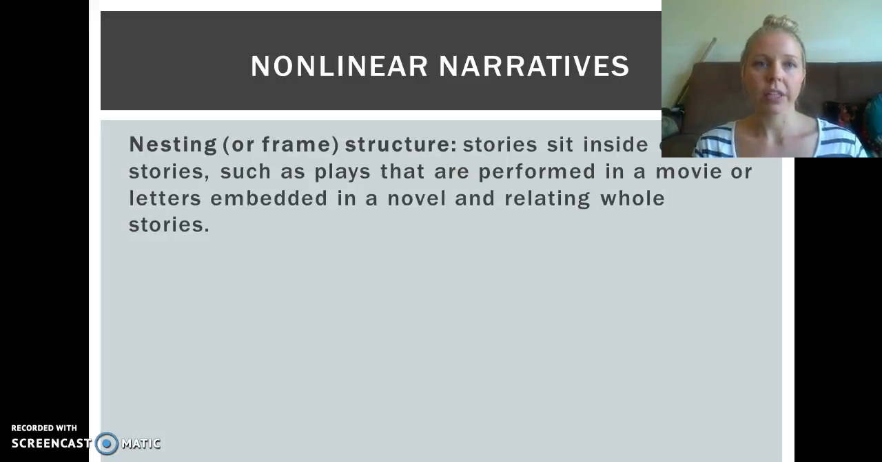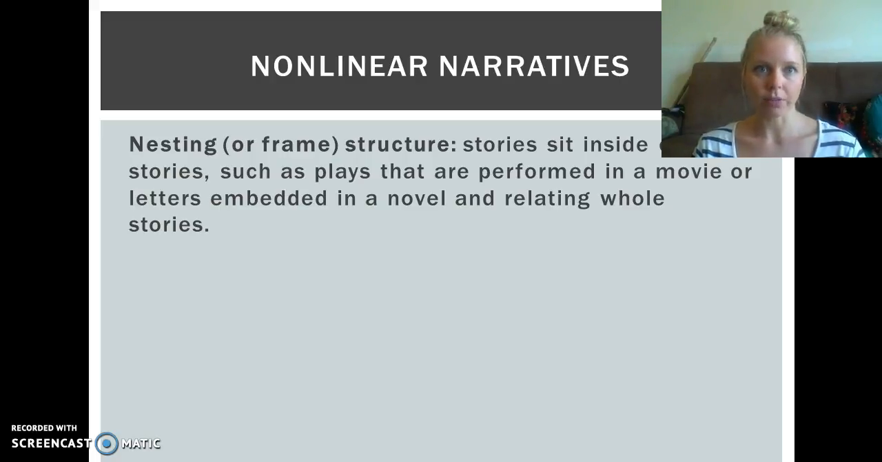The next option is called nesting or a frame structure. This is where stories sit inside other stories. For example, where a play might be performed inside a movie, telling its own story within the story. Or letters or emails or text messages could be embedded in a novel or a narrative and could tell whole stories within themselves.